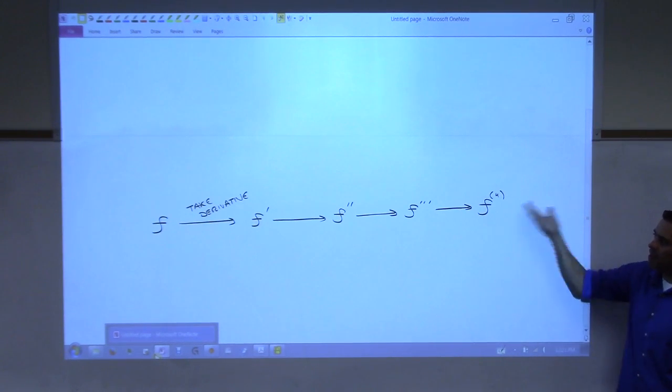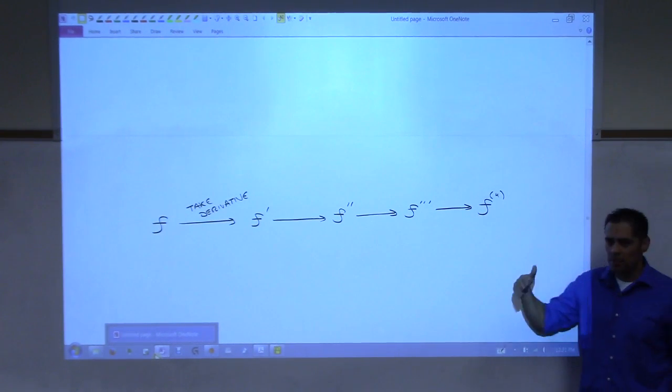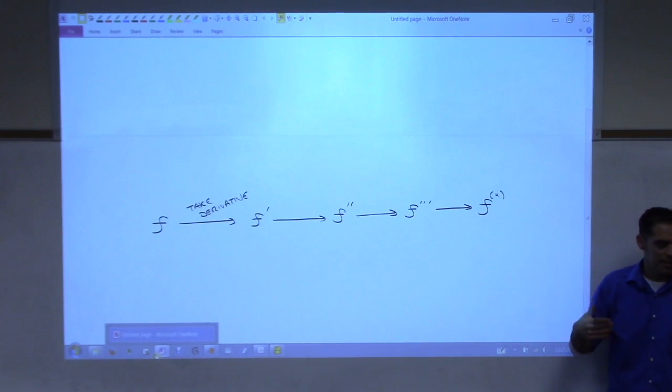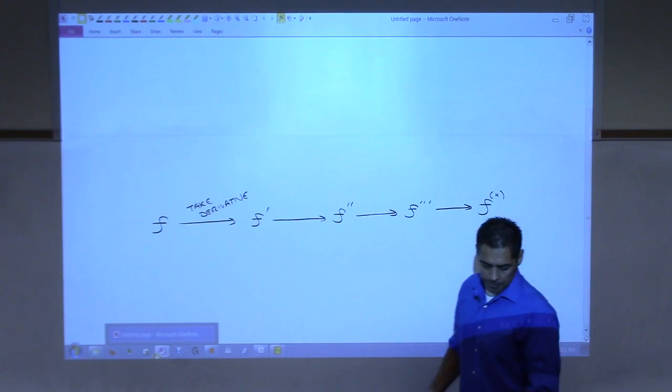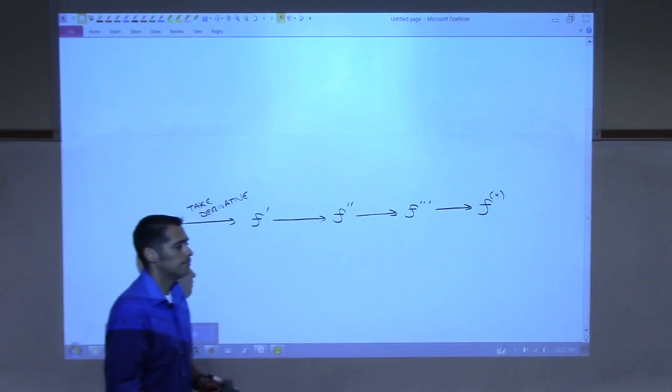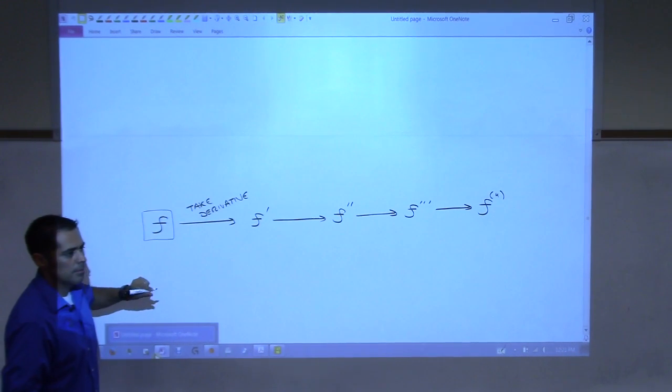And how many derivatives can you take? I mean, theoretically, you can just keep differentiating, but as we'll see, sometimes eventually it goes to 0 or it gets worse as we go. If someone wanted us to take the second derivative, we would just say f double prime or something like that.